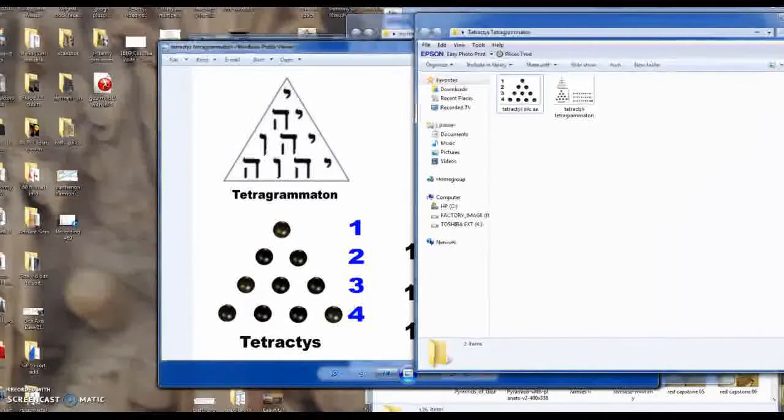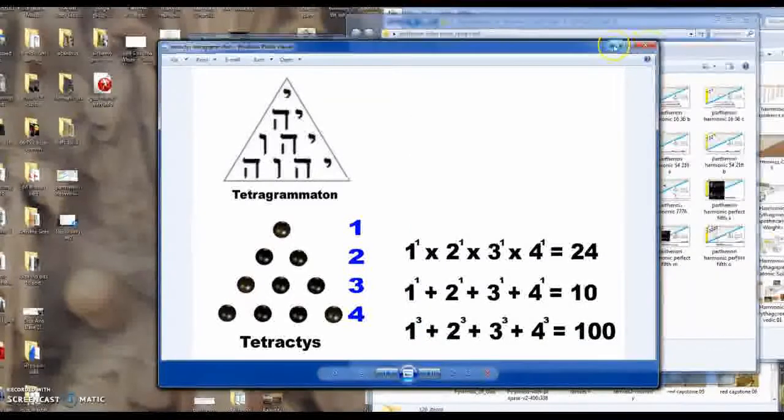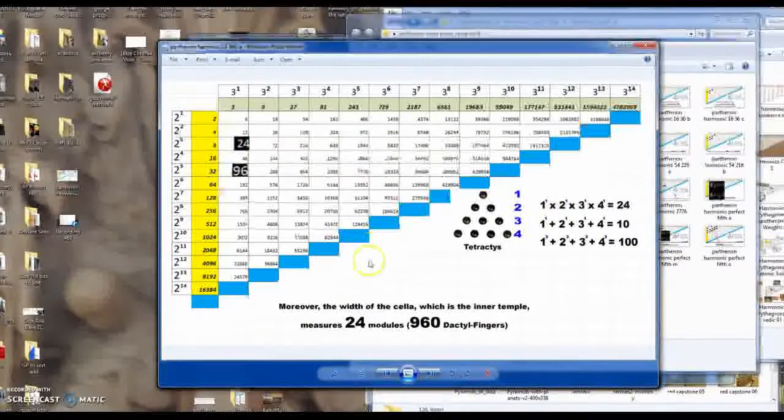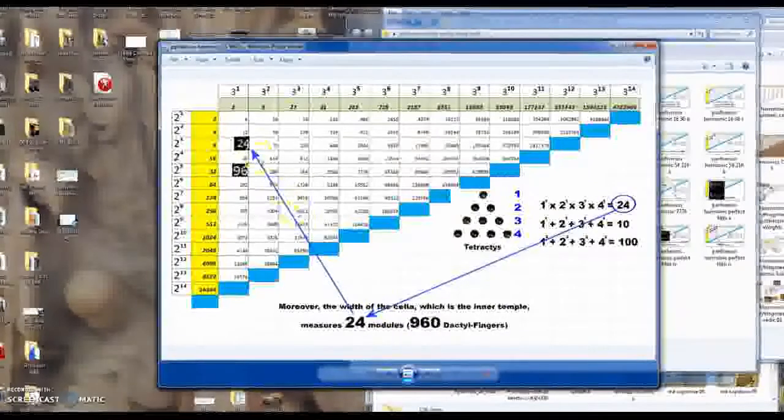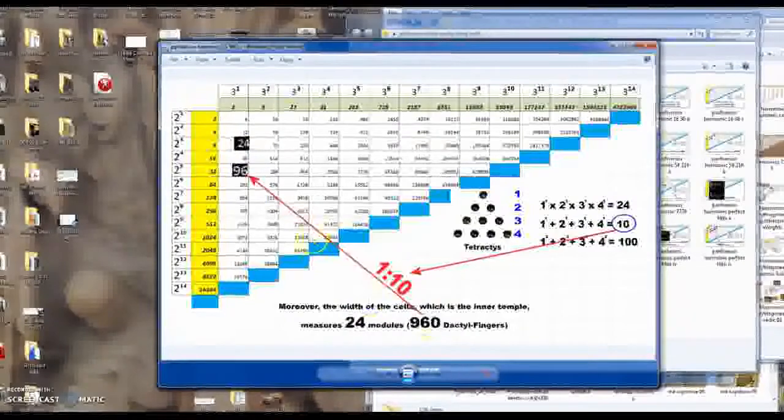Now back to the tetractys or the Tetragrammaton, which is in Freemasonic rituals as well. Moreover, the width of the cellar or the inner temple inside the Parthenon is 24 modules or 960 dactyls. So we have 24 from the tetractys in the chart as well, and even 96. So 96 is not 960, it's 1/10 of that, but that in itself is encoded in the tetractys. These powers.